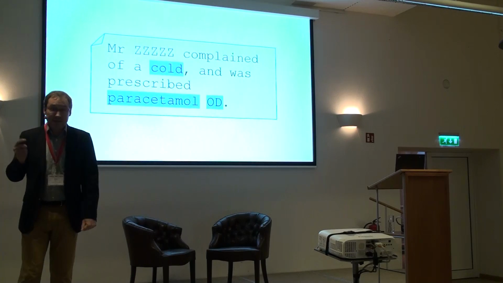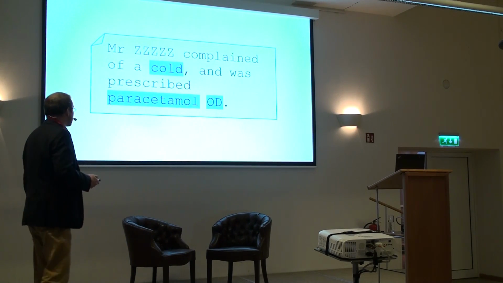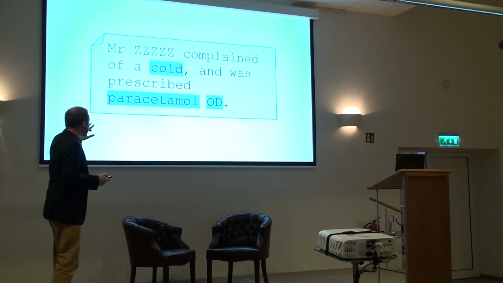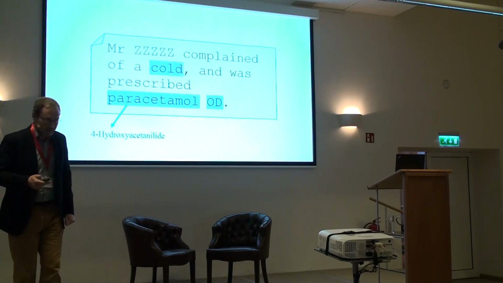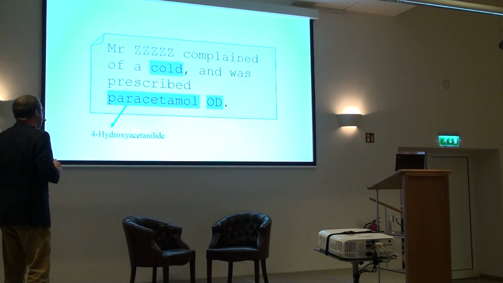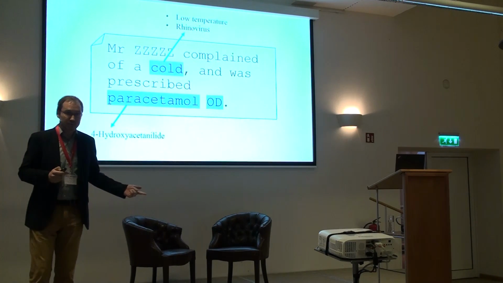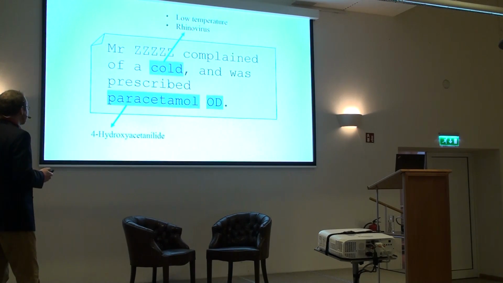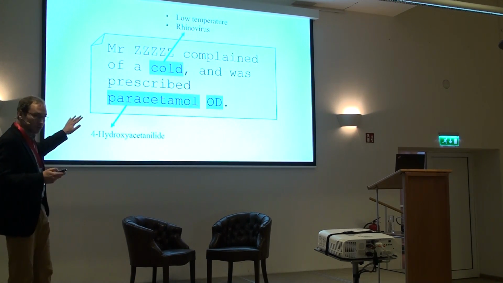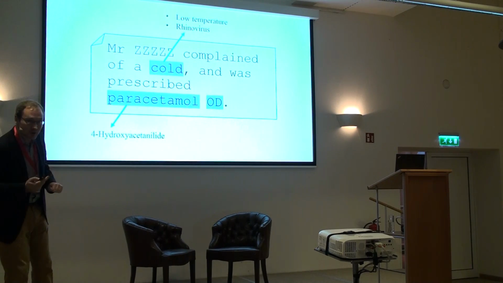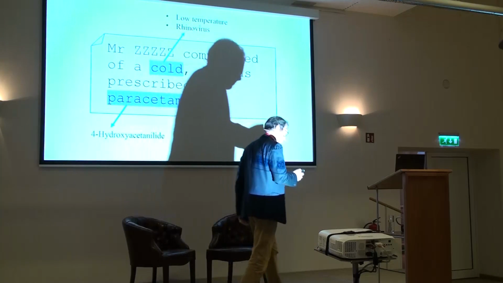The next step is to actually work out what these terms are about. So there are some that are quite clear. It's clear that paracetamol is a very specific type of medication. But for others, it's a bit more complex. So there's a cold up there. Either this could be a low temperature, or it could be rhinovirus. There's a very slight difference. So if Mr. ZZZ had complained of cold, it would have been low temperature. If he complained of a cold, it would have been a rhinovirus. So you need to look at the context.